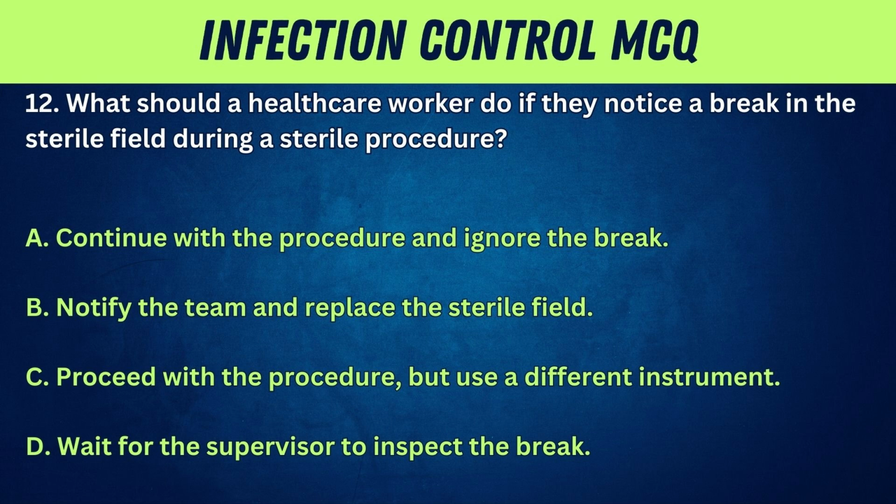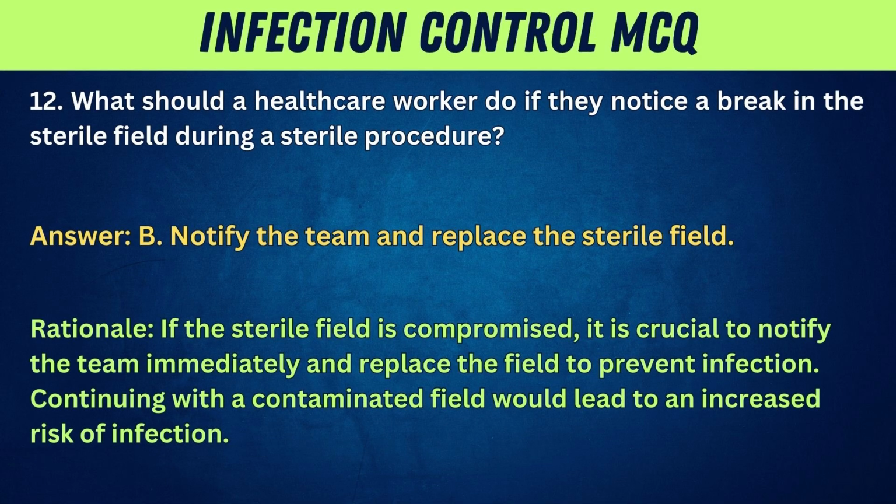12. What should a healthcare worker do if they notice a break in the sterile field during a sterile procedure? A. Continue with the procedure and ignore the break. B. Notify the team and replace the sterile field. C. Proceed with the procedure, but use a different instrument. D. Wait for the supervisor to inspect the break. Answer: B. Notify the team and replace the sterile field.